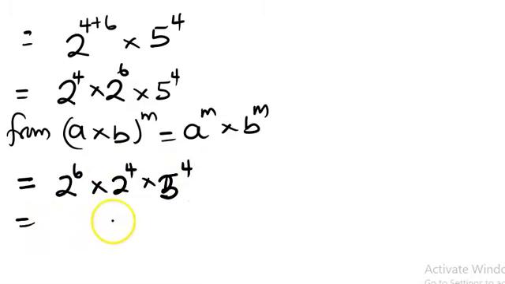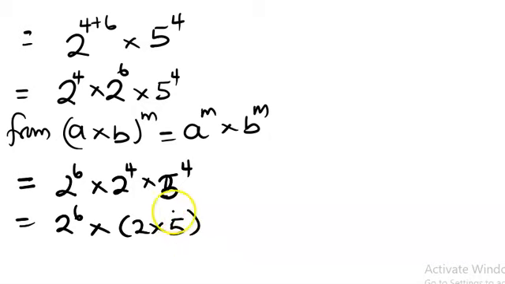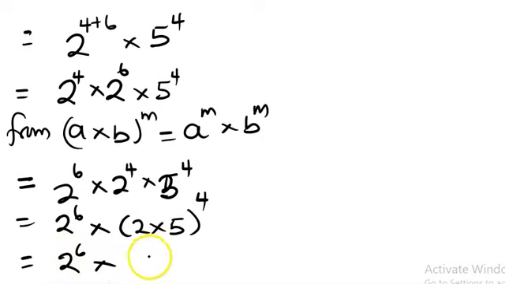So by this, you can write it as 2 raised to the power 6 times 2 times 5 raised to the power 4. So this is the same as 2 raised to the power 6, 2 times 5 is 10 to the power 4.